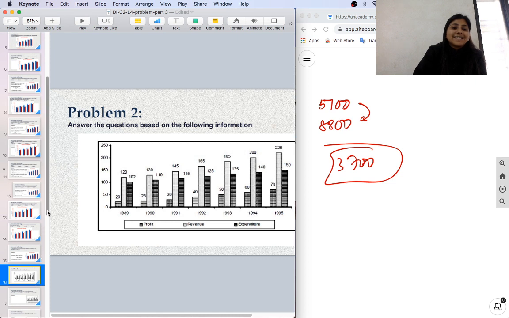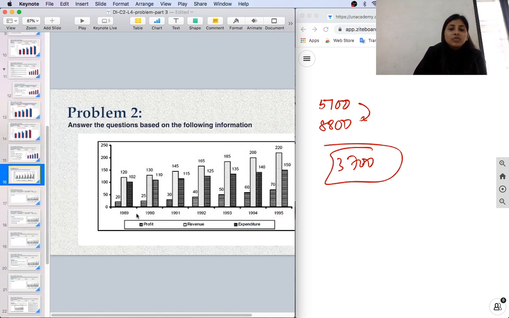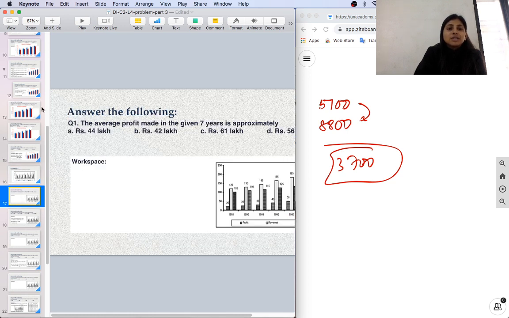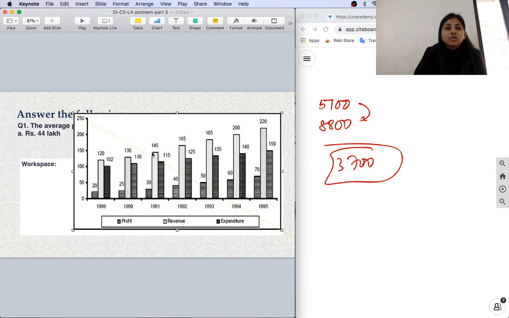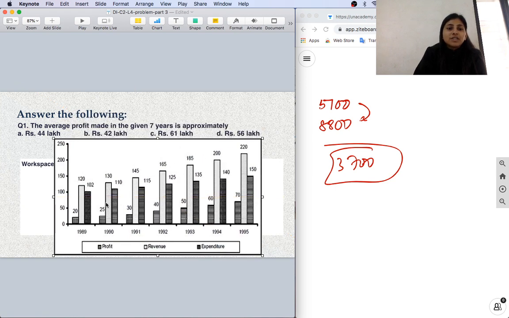Okay, we have another set, where profit, revenue and expenditure have been given, marked by different patterns. Let's see the first question there. The average profit made in 7 years approximately is. So you need to find the average profit. The profit values are the first bars. Just take the sum and divide it by the number of years to get the average.